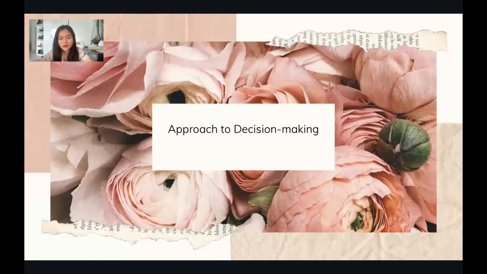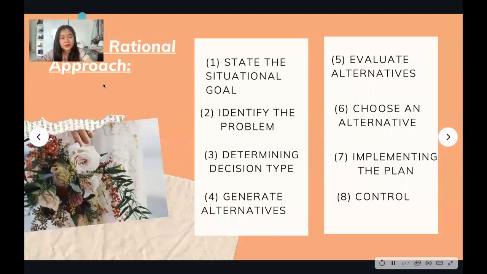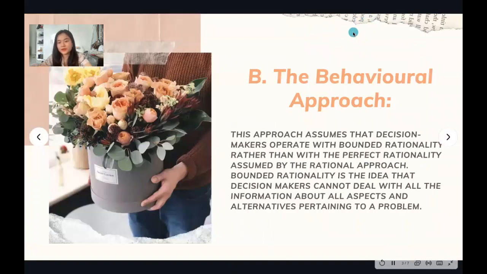Typically, there are the following 4 types of approach to decision making within organizational settings. Firstly is the rational approach. There are 8 steps in this approach. Number 1, state the situational goals. Number 2, identify the problem. Number 3, determine decision time. Number 4, generate alternatives. Number 5, evaluate alternatives. Number 6, choose an alternative. Number 7, implement the plan. And finally, control.